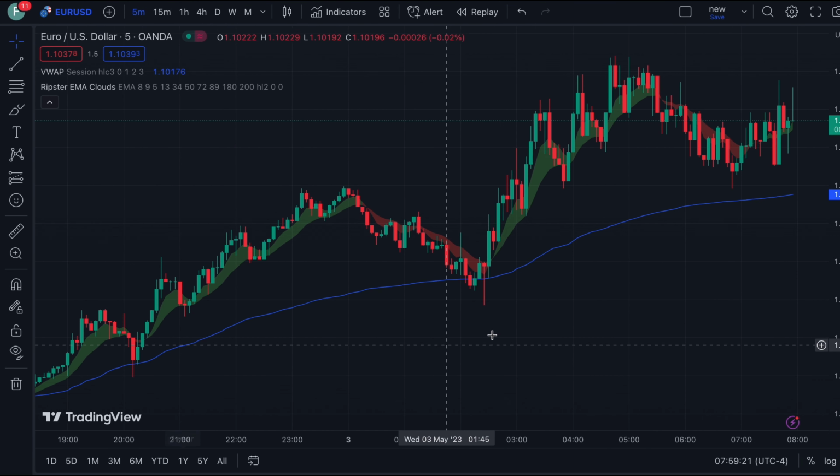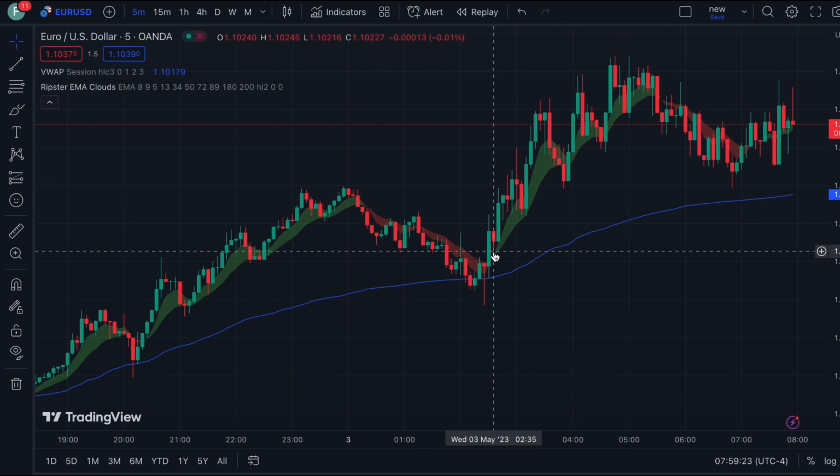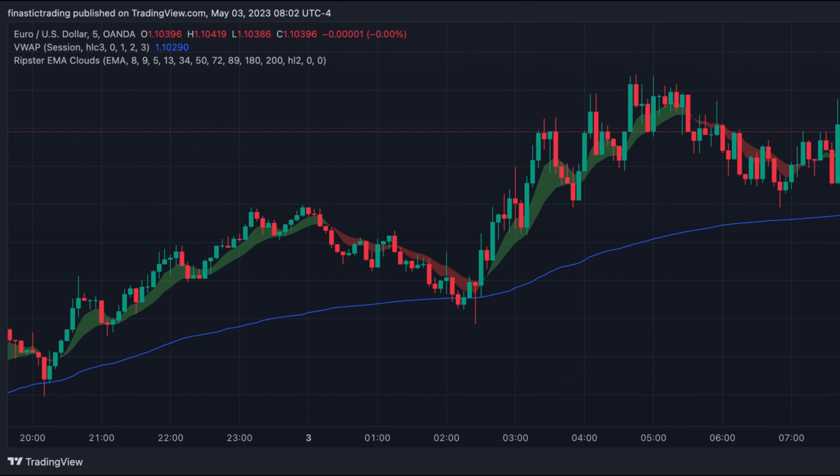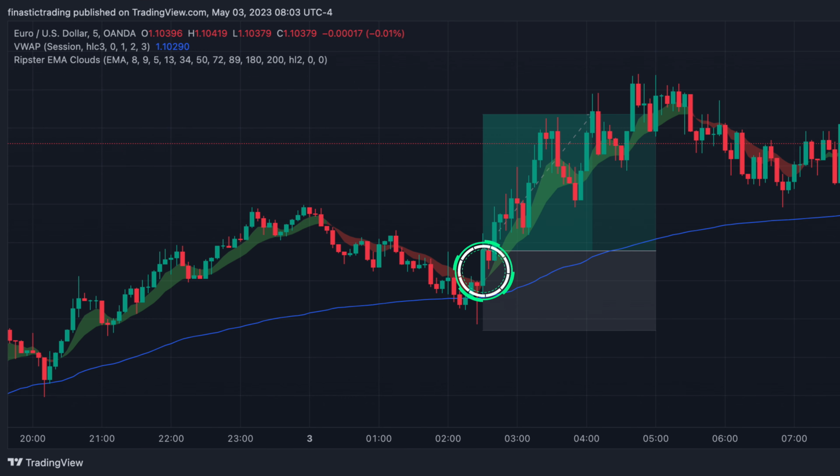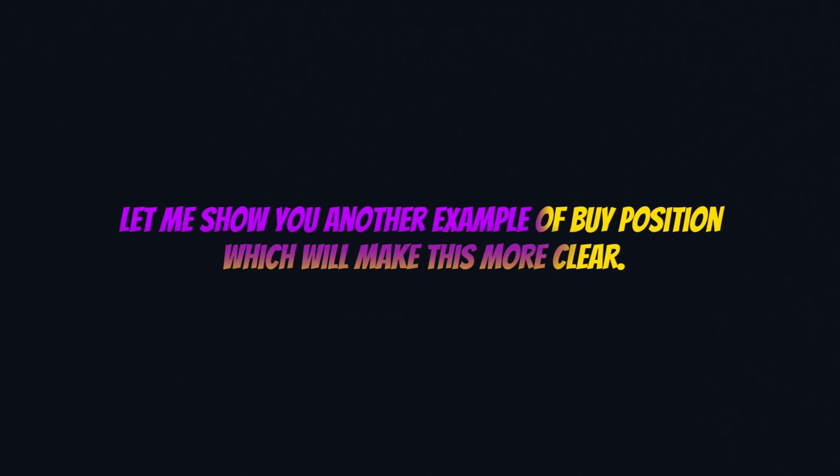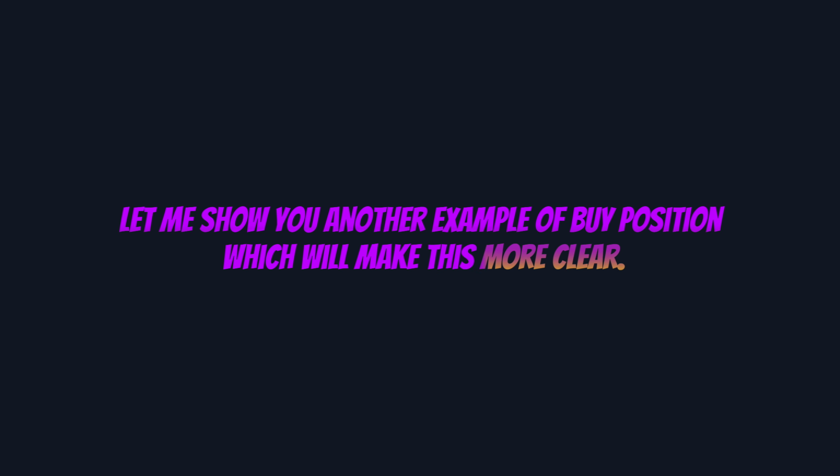So once a healthy green candle closes above VWAP, and if the Ripster EMA cloud is also giving us a buy green signal, we can enter a buy position with a stop loss at the recent swing low and a take profit of 1:2. Let me show you another example of a buy position, which will make this more clear.